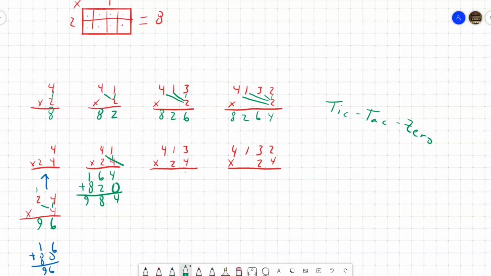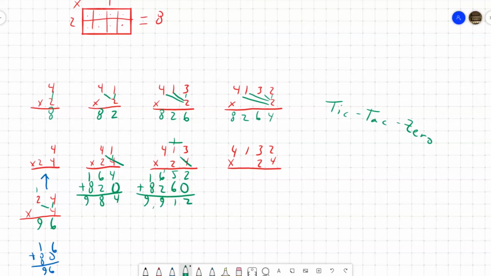Next example, 4 times 3 is 12. 4 times 1 is 4, plus 1 is 5, and then 4 times 4 will give me 16. Tic-Tac Zero. So I'm done with that one, ready to move on. 2 times 3 is 6, 2 times 1 will give me 2, and then 2 times 4 is 8. Add my partial products together. 6, 7, 8, 9. 9, so 9,912.